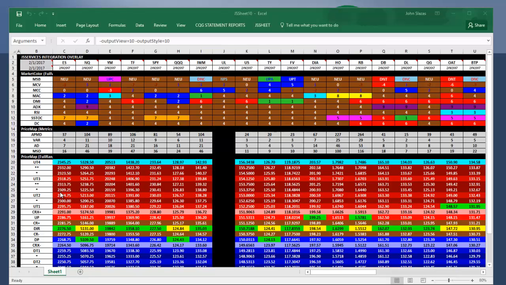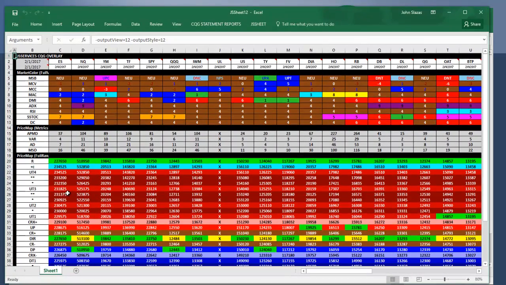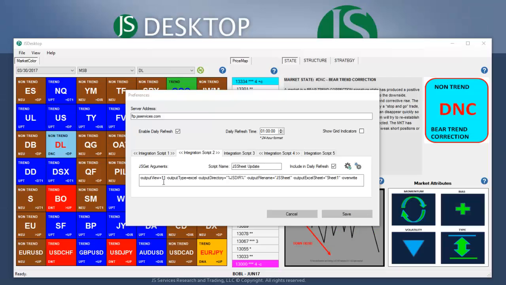So here's an output view that has market with decimals. This just means there's no data, no price map data for this market. Some markets only have market color data. And here's an example of a sheet with no decimals. So depending on your platform, certain platforms want to see the data with decimals or without. You can create different views by editing this script. So here, this is output view 11, and this is output view 10.